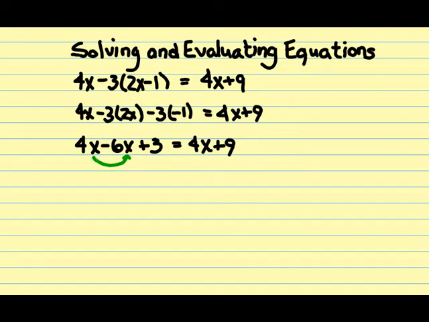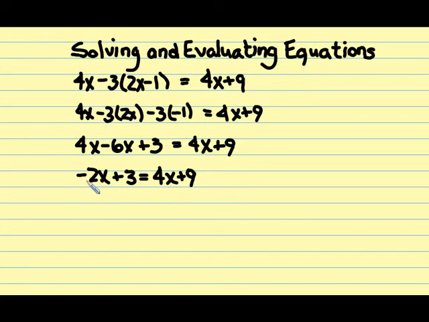When that happens, what that enables us to do is to add the two numbers in front. So if I have 4 subtract 6, or in other words 4 add a -6, what I get is a -2. So I'm going to put my -2x plus 3 equals 4x plus 9.